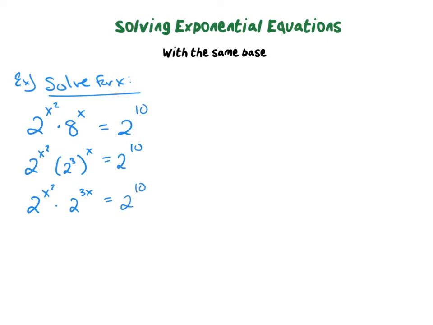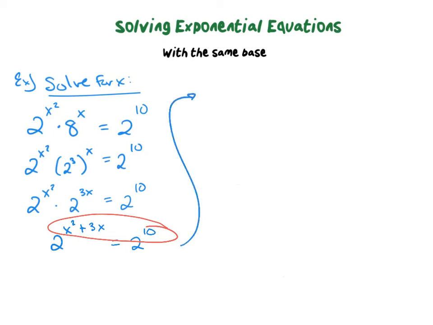Okay, so remember when you're multiplying together two things that have the same base, like 2 to the x squared times 2 to the 3x, you add the exponents. So this is 2 to the x squared plus 3x equals 2 to the 10th. Again, just like all of the problems in this section, happily we have got base 2's on both sides. So the only way those can be equivalent is if the exponents are equivalent. So x squared plus 3x has to equal 10.